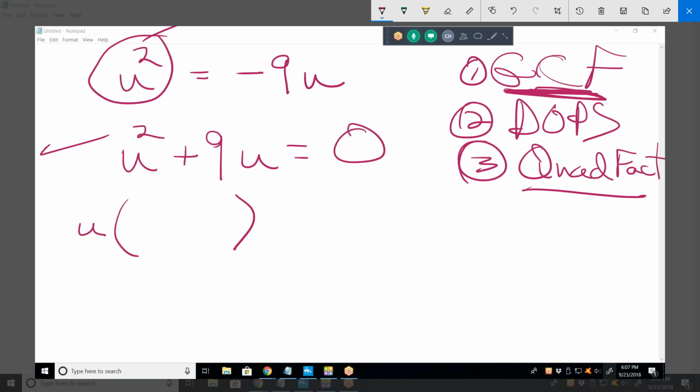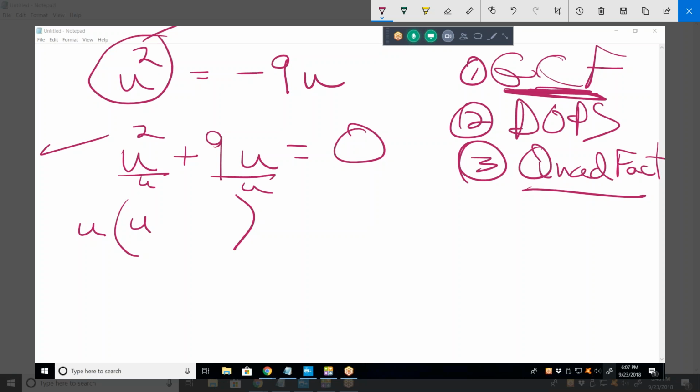No, let's go in order. Let's stay left to right. Let's not go right to left all of a sudden. Okay, so that's got to be a u. And remember how I get it? I'm dividing everything by the thing that I factored out.